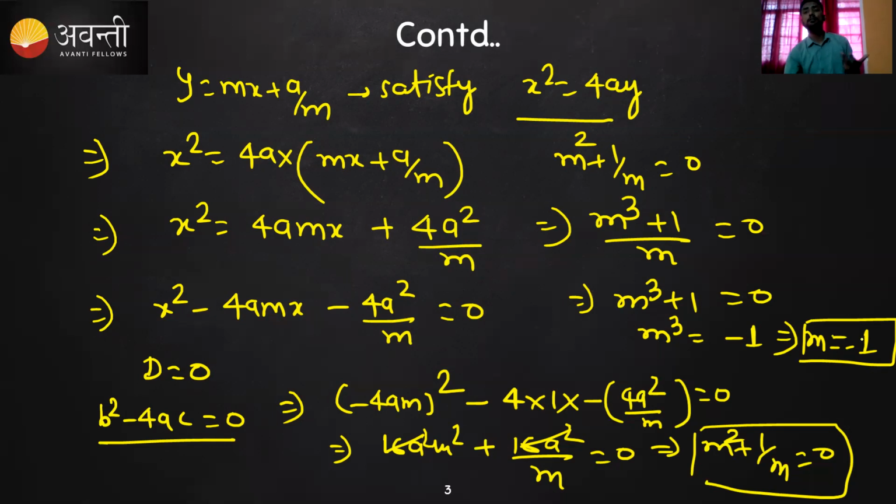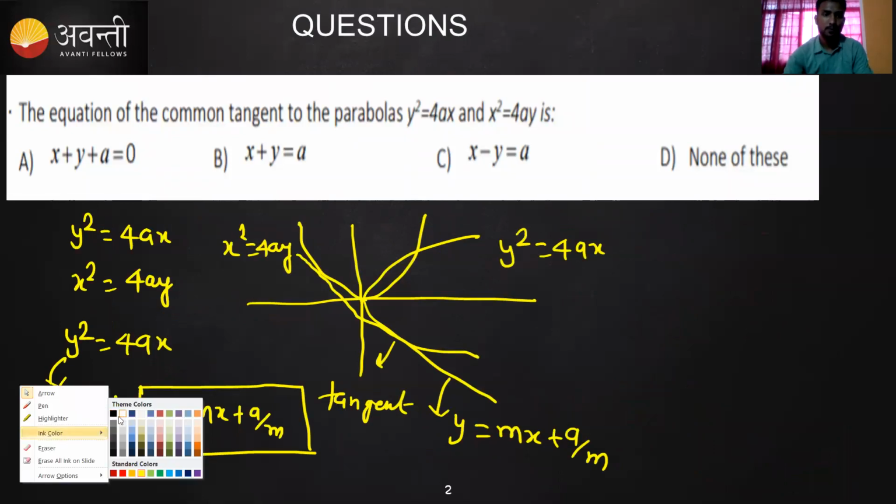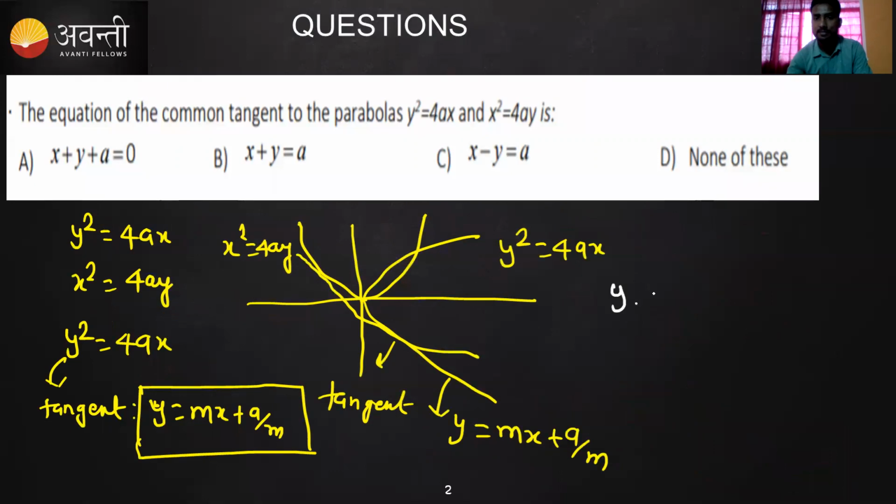And we have to find this common tangent. So for the common tangent, we have taken the tangent as y is equal to mx plus a by m. We have to just put the value of m here and then we will get the equation of the common tangent. So what is the tangent equation? Basically it is y is equal to mx plus a by m.